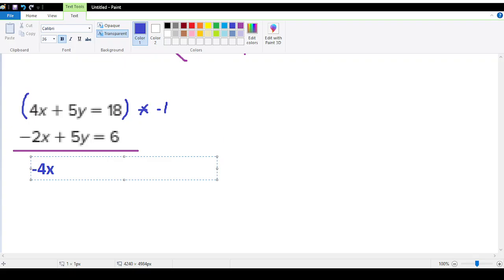Okay, and then continue. You have to multiply the whole equation, Shamsa. Minus 5y equals minus 18. Okay, second equation will be the same. Can you read? What should I write? Minus 2x plus 5y equals 6.